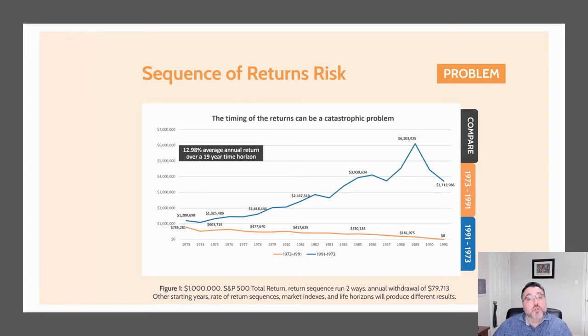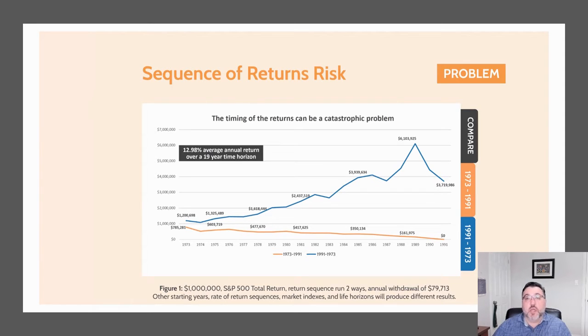So here's another problem, sequence of returns, which is again something that is very difficult to plan for. In this scenario, we're going to show you the historical performance of the S&P 500 from 1973 to 1991, which has provided a 12.98% annualized rate of return over that 19-year period. The two scenarios we're going to look at is how your funds have performed if we started from 1973 to 1991, and if we reversed those years as well. So I'll explain that in detail.